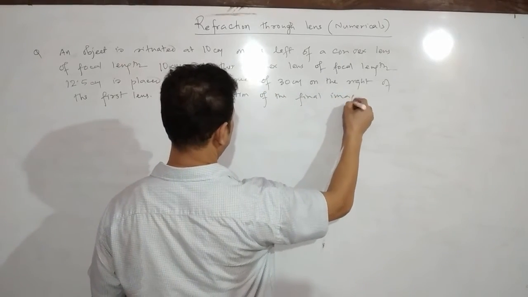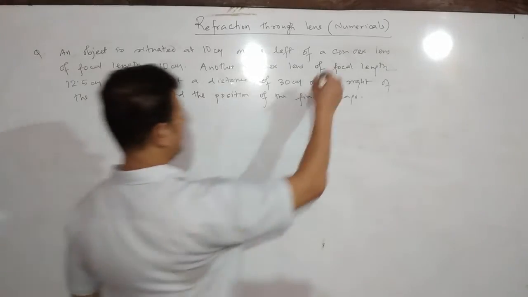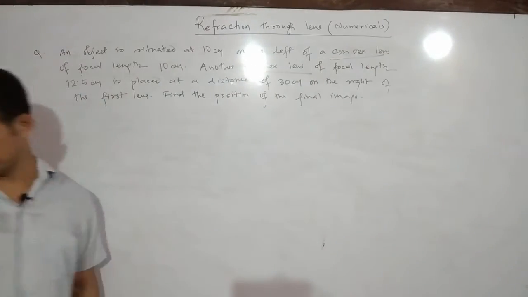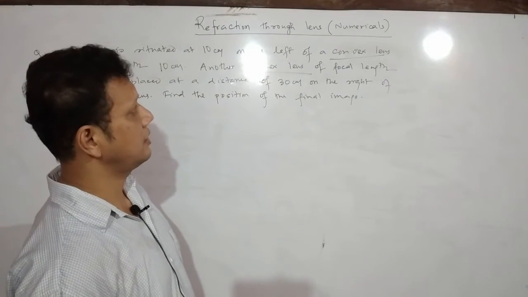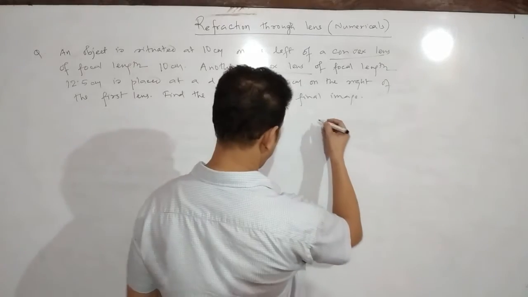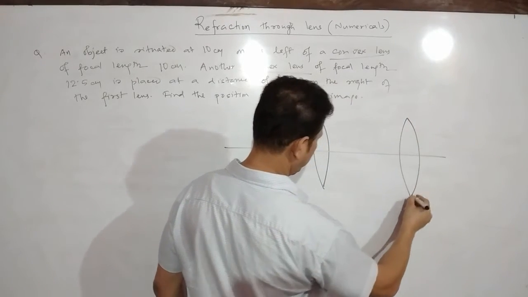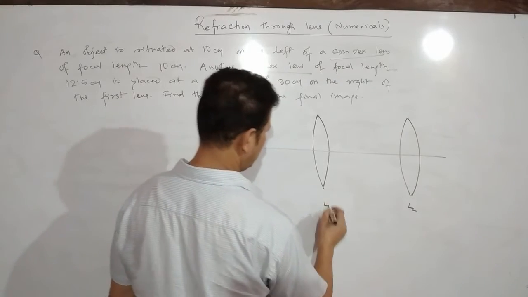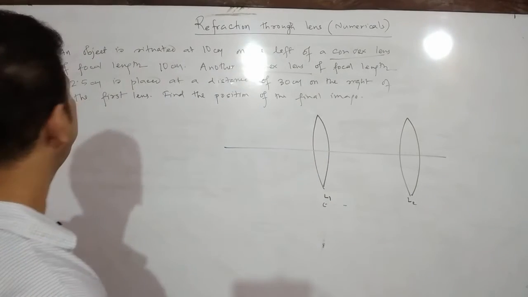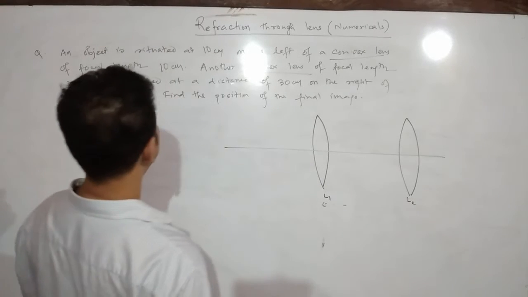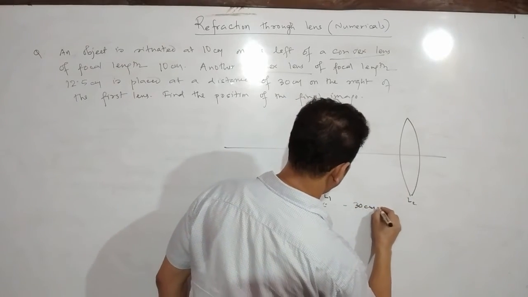Here also two consecutive refractions will be taking place because there are again two lenses. Convex, and the other one is also convex, so two convex lenses are placed coaxially. Both the lenses are convex. Now we name them L1 and L2, and the separation between the two lenses is 30 centimeter.